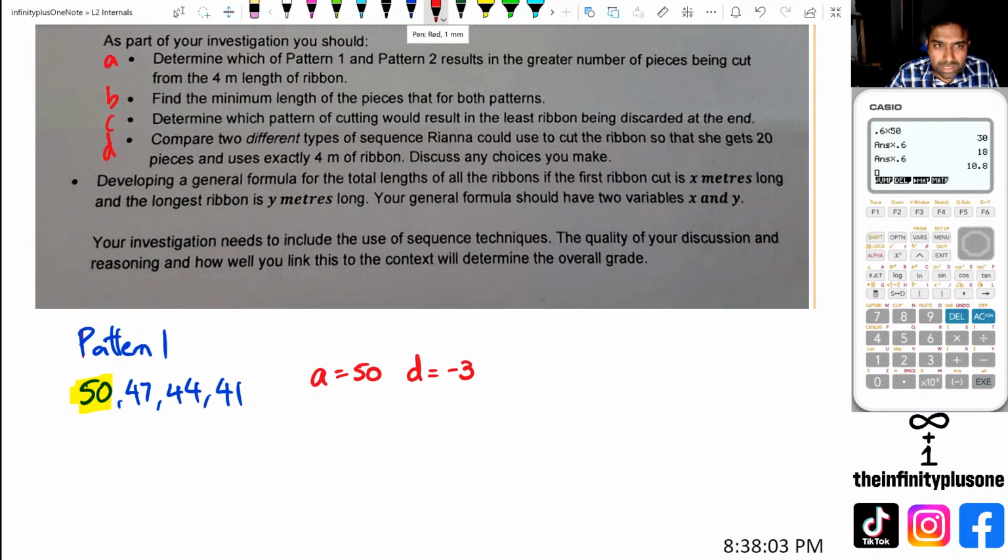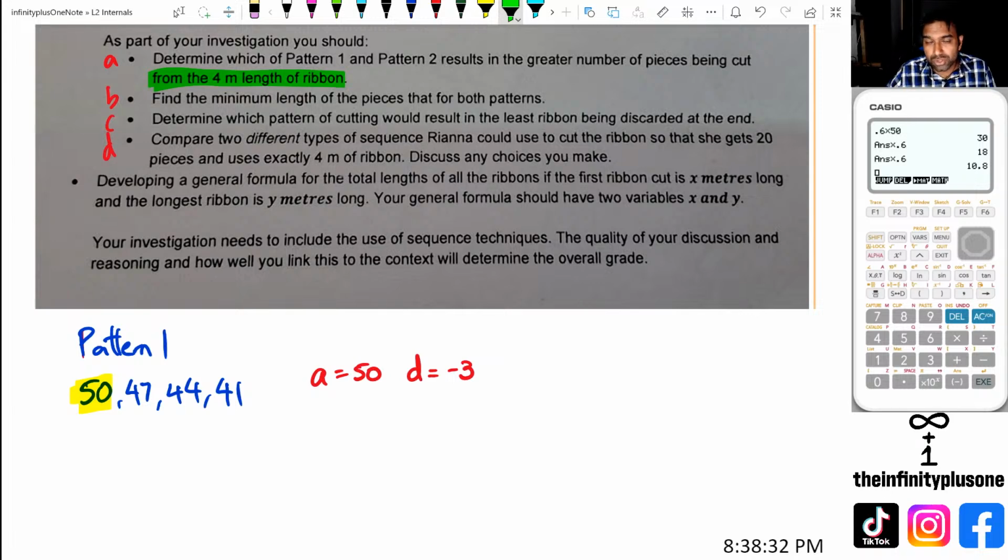All right. Now, once we have that, if you look at part A of the question, it says, our usual visitors have decided to grace us with your presence. So the first part of this question is that we want to know, if you keep cutting these pieces from like 50, 47, 44, and so on, when you have 4 meters length of ribbon, which pattern actually gives us more pieces.